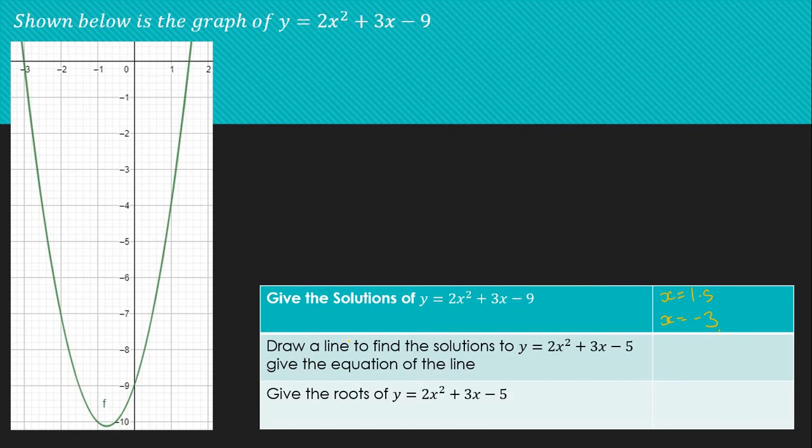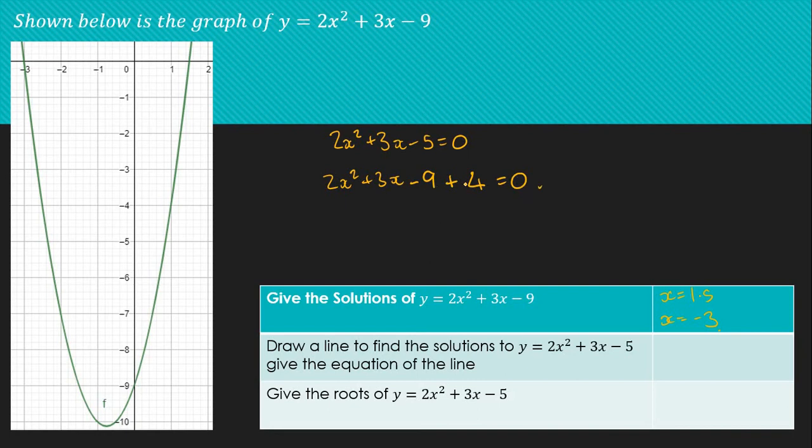Okay, draw a line to find the solutions to this thing. Now the solutions to this thing, 2x squared plus 3x minus 5, the solutions will equal when that equals 0. Okay, that's when the solutions will happen. Let's try to produce this within this. So we've got 2x squared plus 3x minus 9 plus 4.